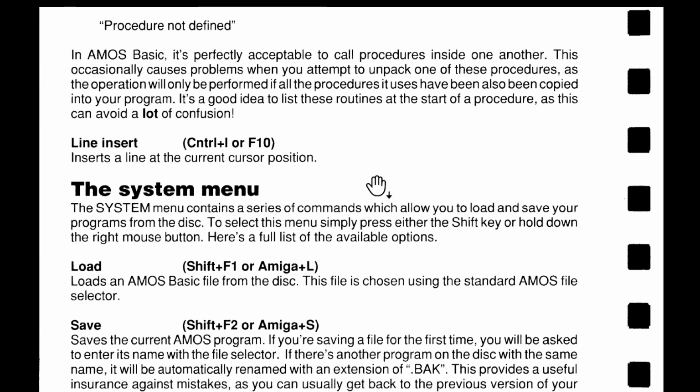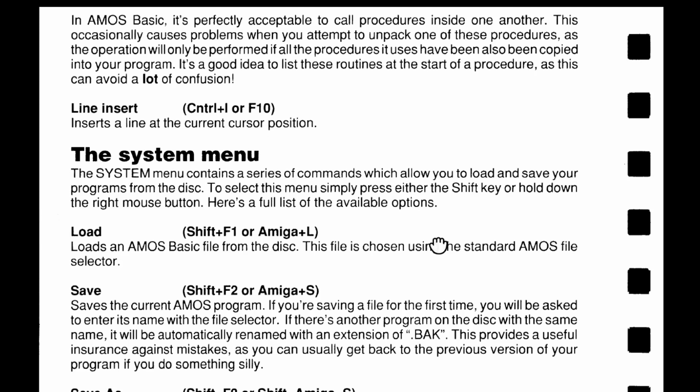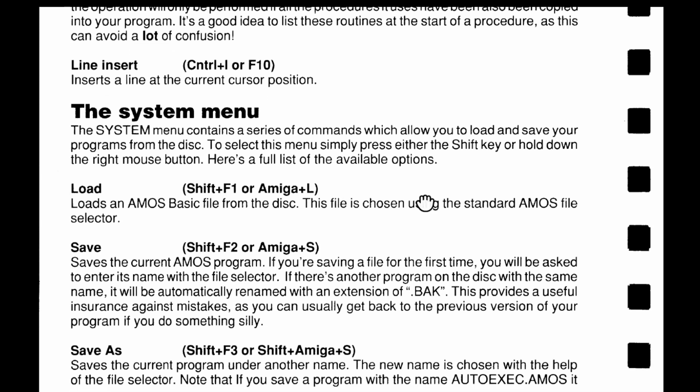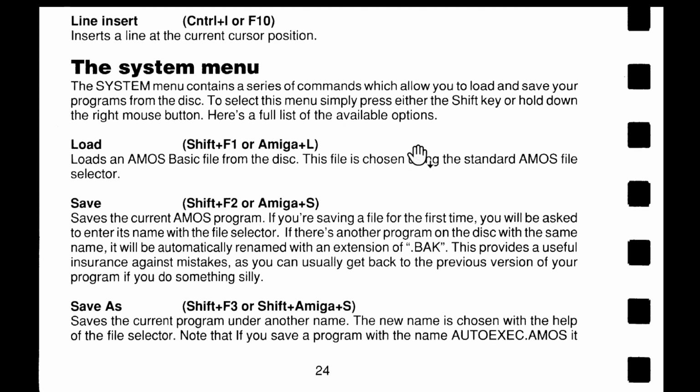Procedure not defined. In AMOS Basic, it's perfectly acceptable to call procedures inside one another. This occasionally causes problems when you attempt to unpack one of these procedures, as the operation will only be performed if all the procedures it uses have also been copied into your program. It's a good idea to list these routines at the start of a procedure, as this can avoid a lot of confusion. Line Insert, CTRL plus 1 or F10. Inserts a line at the current cursor position.